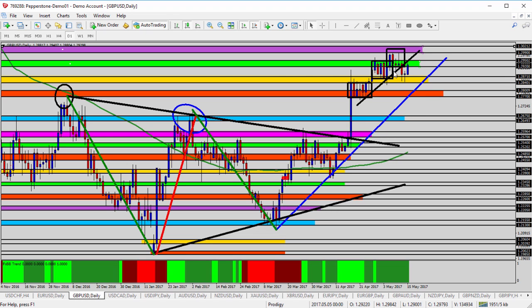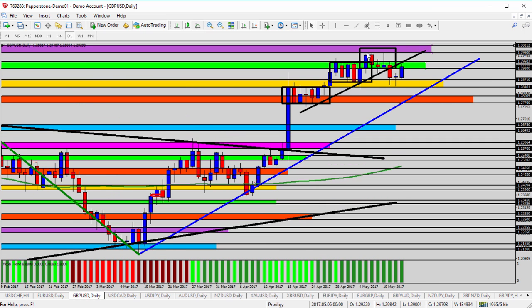We see a little bit of a change of that pattern, pushing underneath the black trend line and that rising channel there. And now we're sitting underneath the 1.2920, 2950 level, the green shaded area. So it's a significant and interesting pattern that has been setting up here.